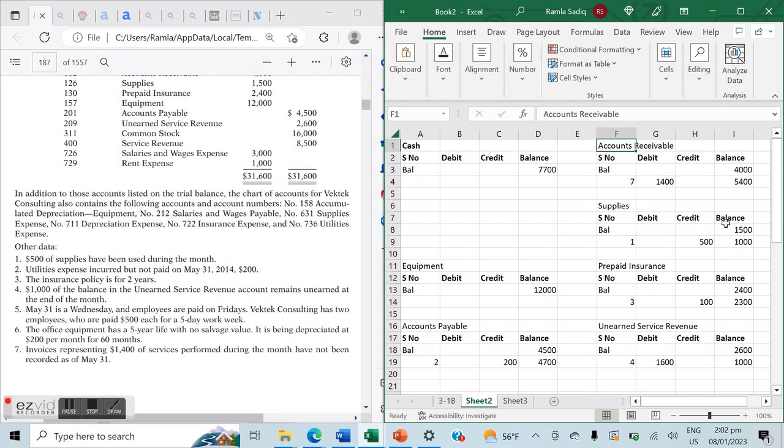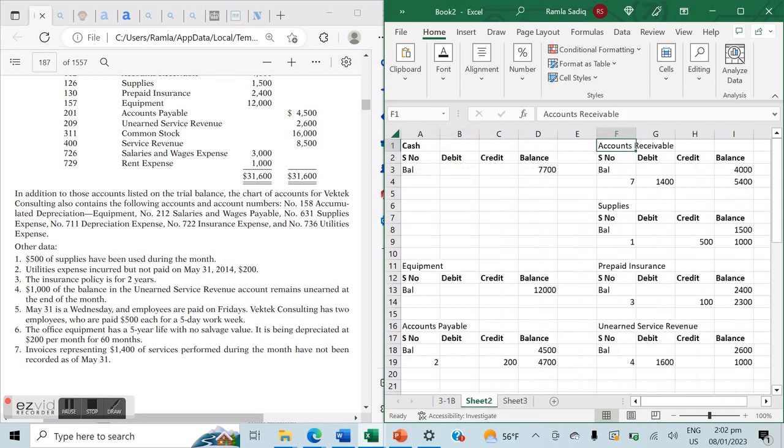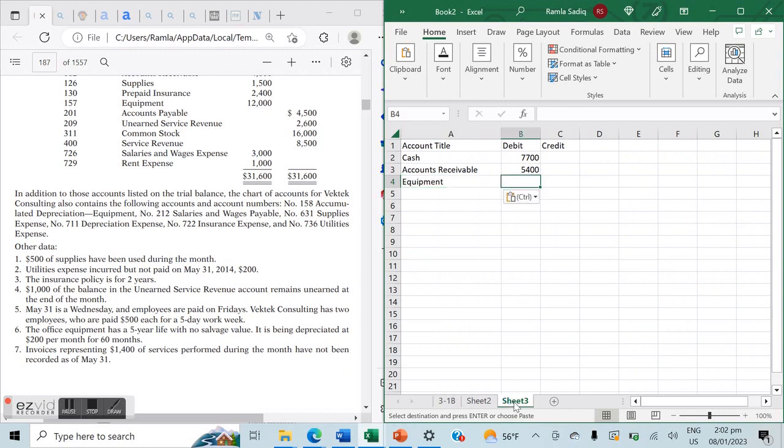So accounts receivable for a balance of $5,400. And here we go. We're going to put in accounts receivable for a balance of $5,400, another asset account with a normal balance on the debit side. And again, I like to bold that right there. Okay. Then we've got our equipment for a balance of $12,000. And we put in our equipment for a balance of $12,000.